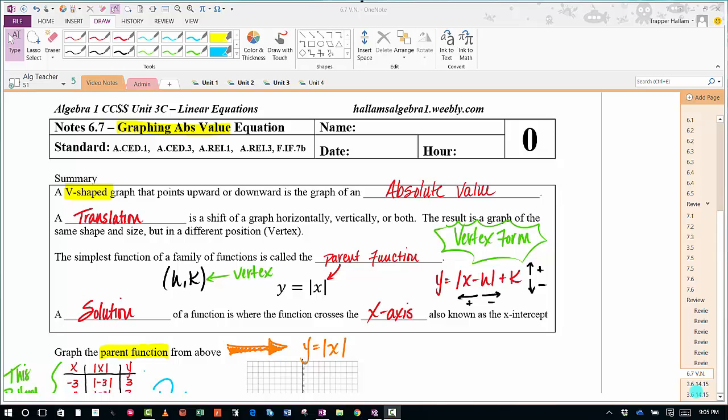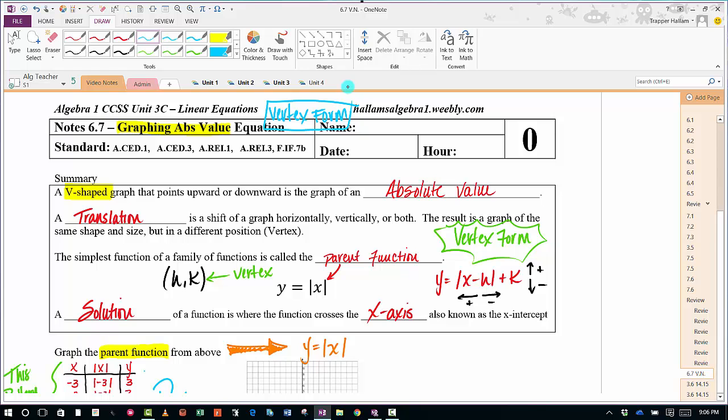Okay, hi and welcome to Note 6.7. We're going to talk about graphing absolute value equations. And in doing that, we're going to introduce you to a nice new topic called the Vertex Form, which is, I think, officially your first introduction to it. So let's get right down to it.